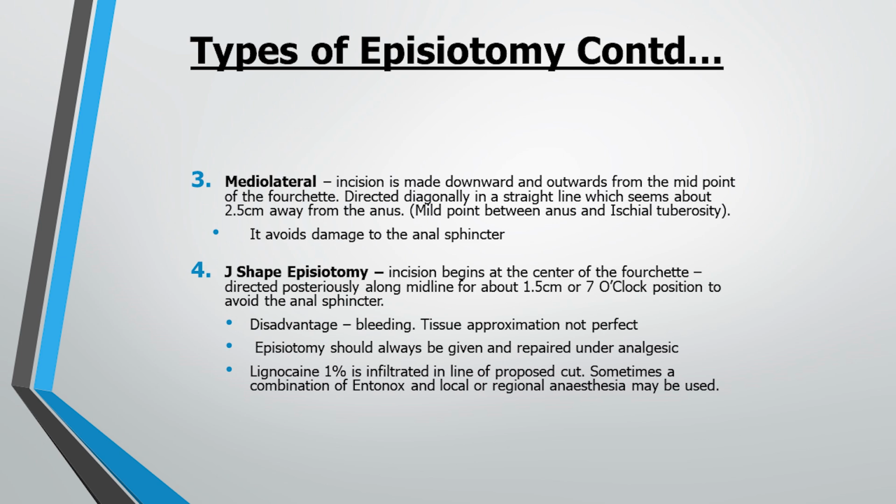It's usually employed in the repair of vesicovaginal fistula. It's not a good episiotomy to use in obstetrics. The disadvantage of this J-shaped episiotomy is that you have to cut through a lot of tissues, and there could be excessive bleeding.